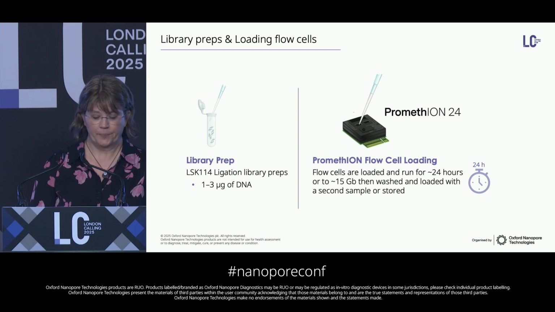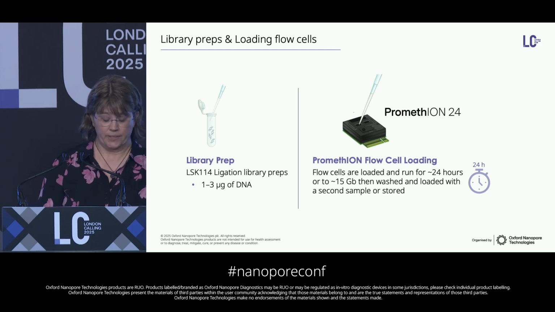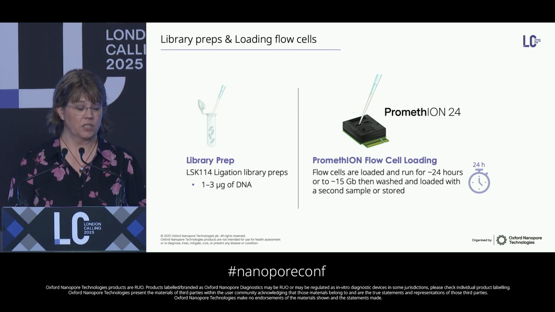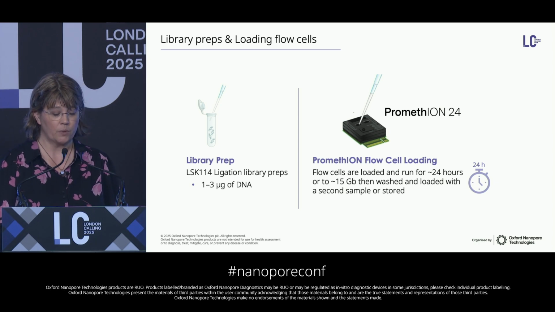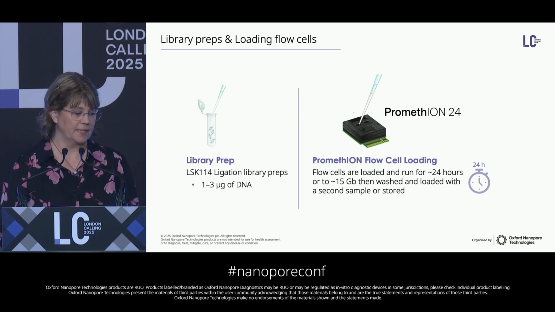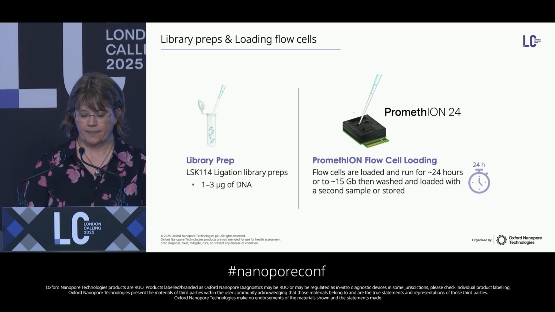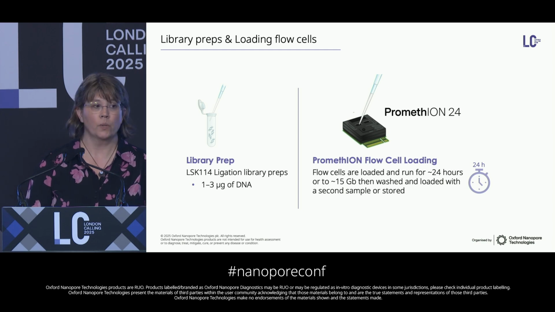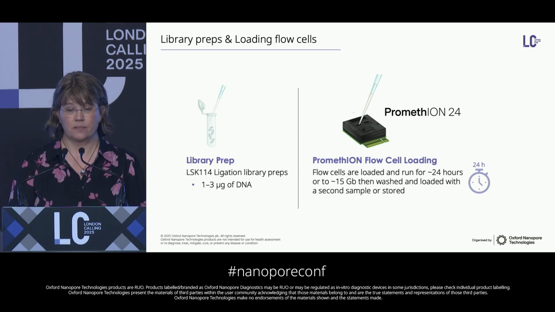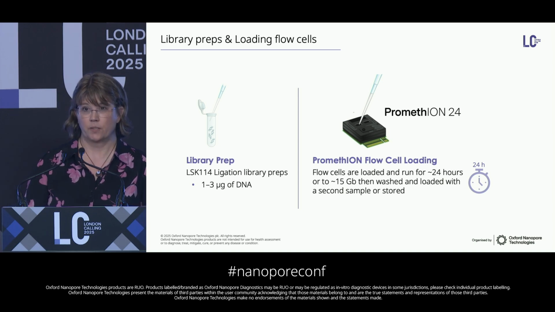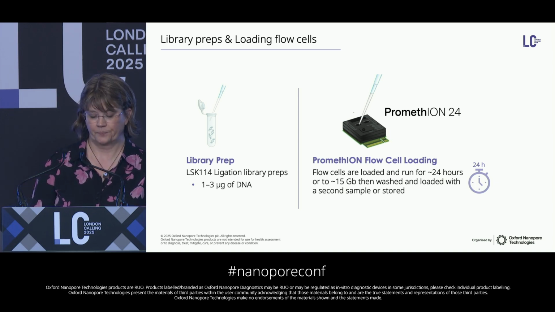After library prep, we load the sample onto a Promethion flow cell. We sequence each sample for about 24 hours or until we reach about 15 gigabases of data. At that point, we wash the flow cell and reload it with a second library, allowing us to maximize flow cell usage and sequence 2 samples per flow cell.